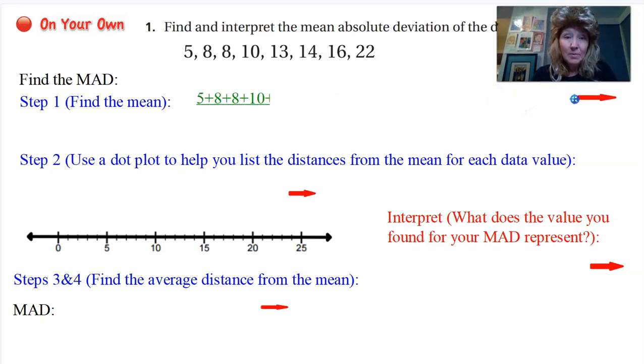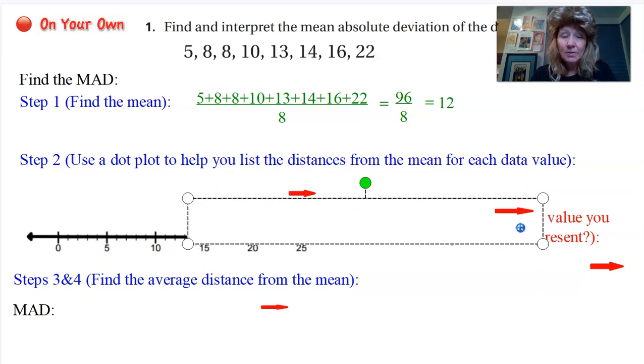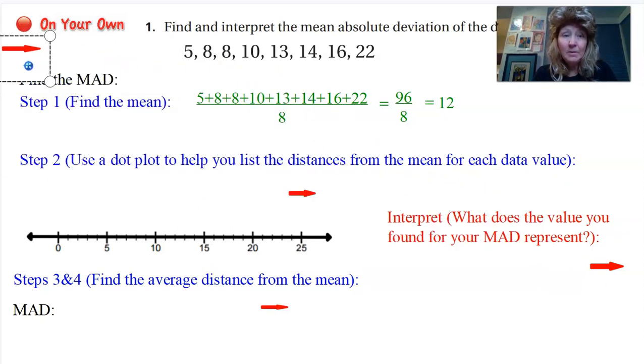Okay, so there's all my numbers, and I divide by 8, and it equals, there we go, I'll move that off to the side. Okay, so I get 12 as the mean. That's the average, right? And now what I want to do is a dot plot, and I want to think about how far away from 12 the other numbers are.